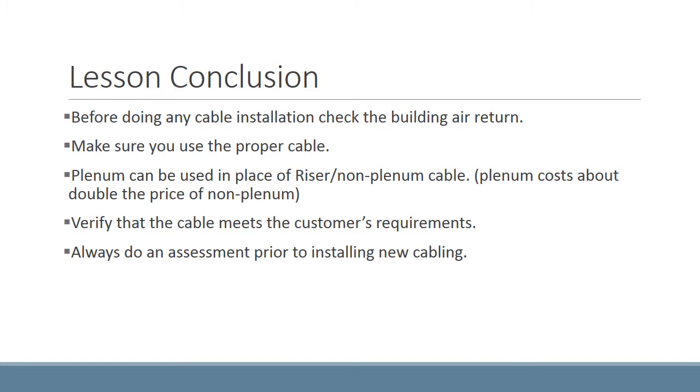In conclusion, before doing any cable installation, check the air return. Make sure you use the proper cable. Plenum can be used in place of riser non-plenum cable. However, plenum costs about double the price of non-plenum. If you receive a Cat5 cable to install and the customer is expecting speeds of 1 gigabit per second, then it is your responsibility to tell them about the limitations of Cat5 and recommend a higher quality cable. And always, please always, do an assessment prior to installing new cabling.